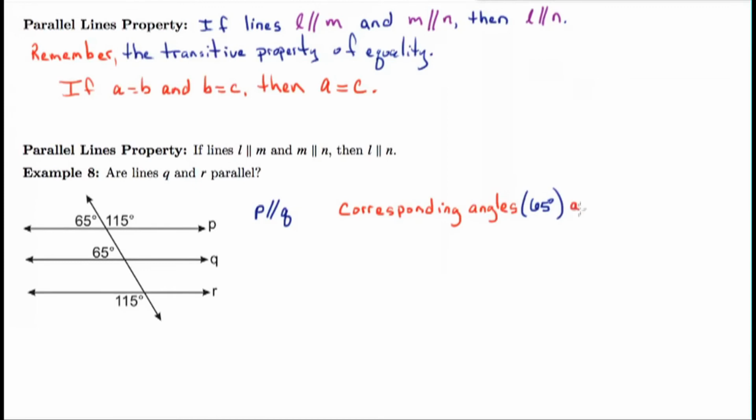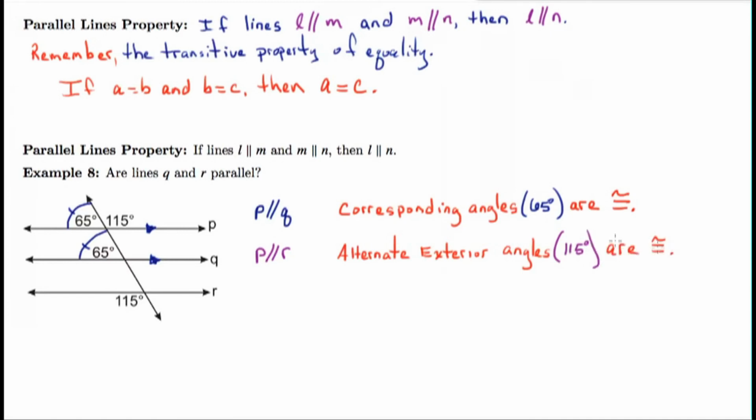Well, P is parallel to Q because corresponding angles, which is 65, are congruent. P is parallel to R because the alternate exterior angles, which are 115, are congruent. Therefore, we can say that Q is parallel to R because of the parallel lines property, just like the transitive property of equality.